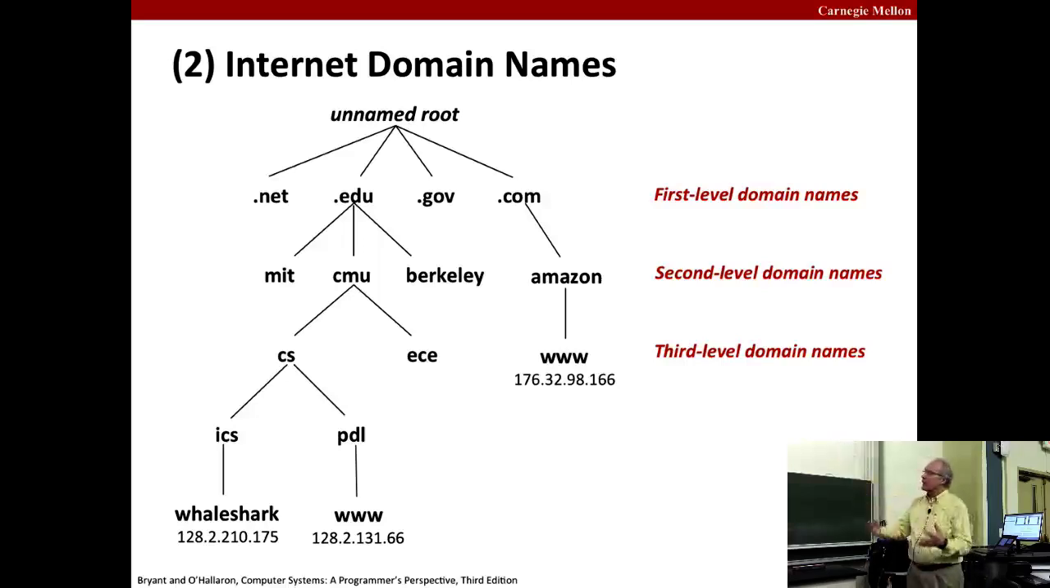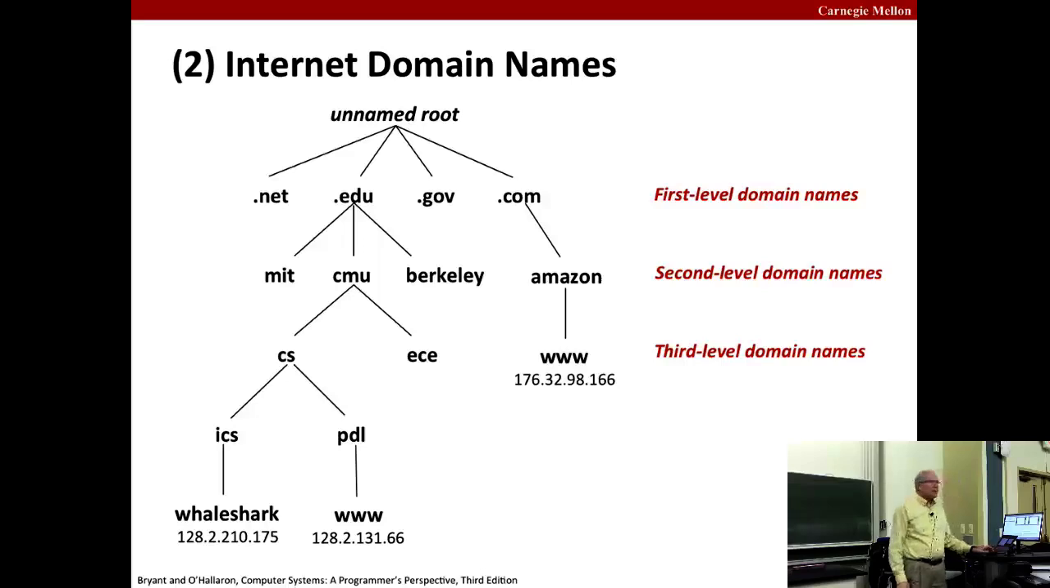And then, for example, CMU maintains its own naming authority. So anything that says something.cmu.edu, there are local DNS servers within CMU that are picking apart, okay, if I say cs.cmu.edu, what would be the IP address for that.